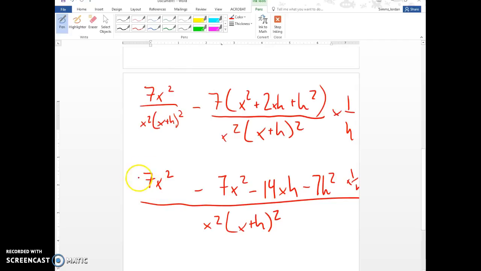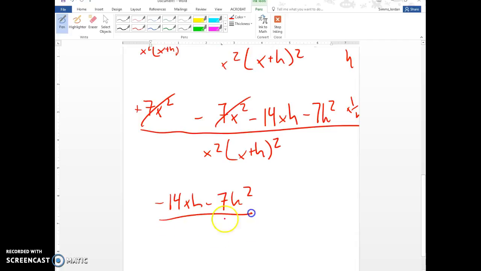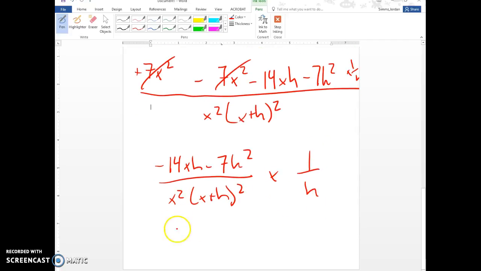We'll combine some like terms. I have plus 7x and negative 7x, so that's gone. I'm left with negative 14xh minus 7h squared over our common denominator, times 1 over h. Now, that's pretty much it, but let's reduce here.